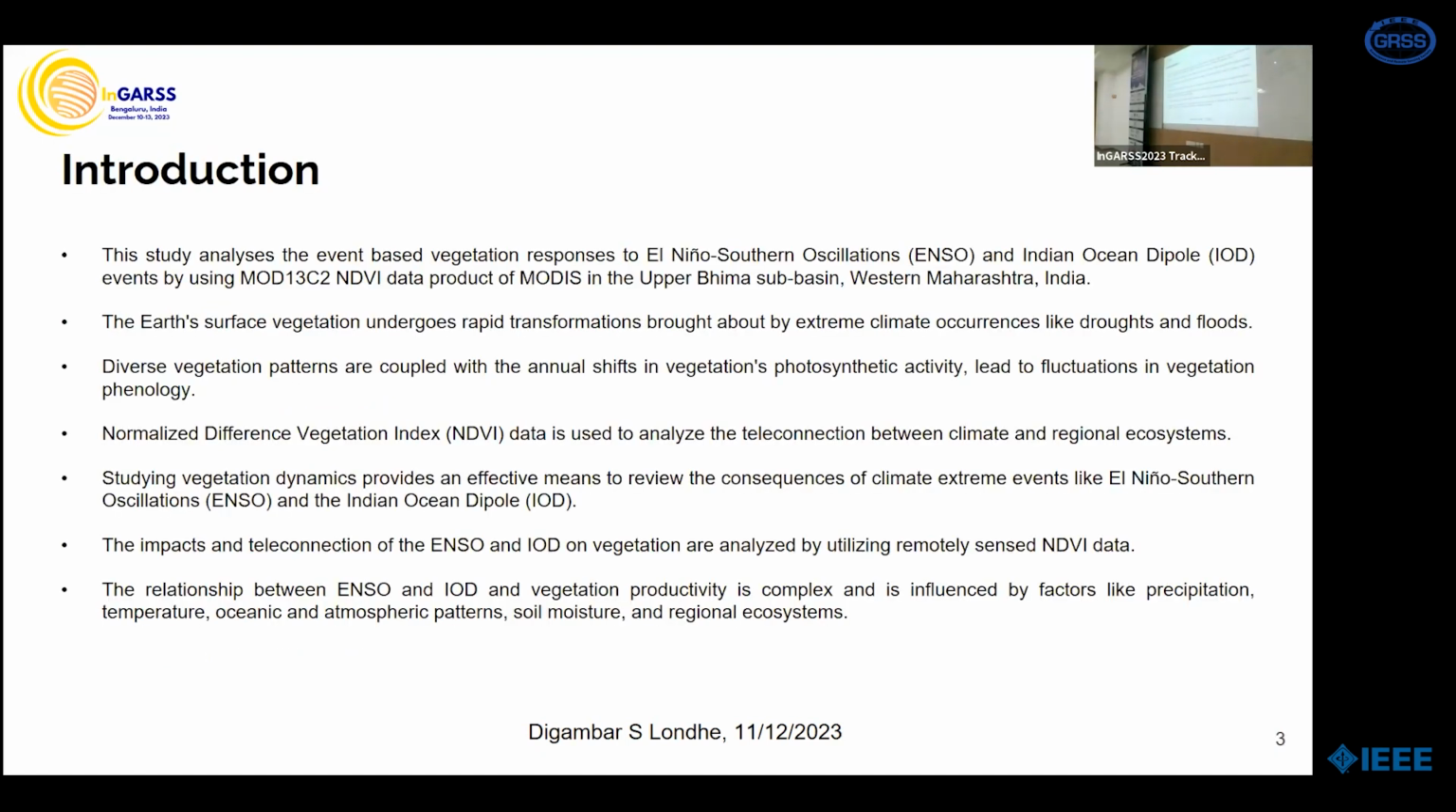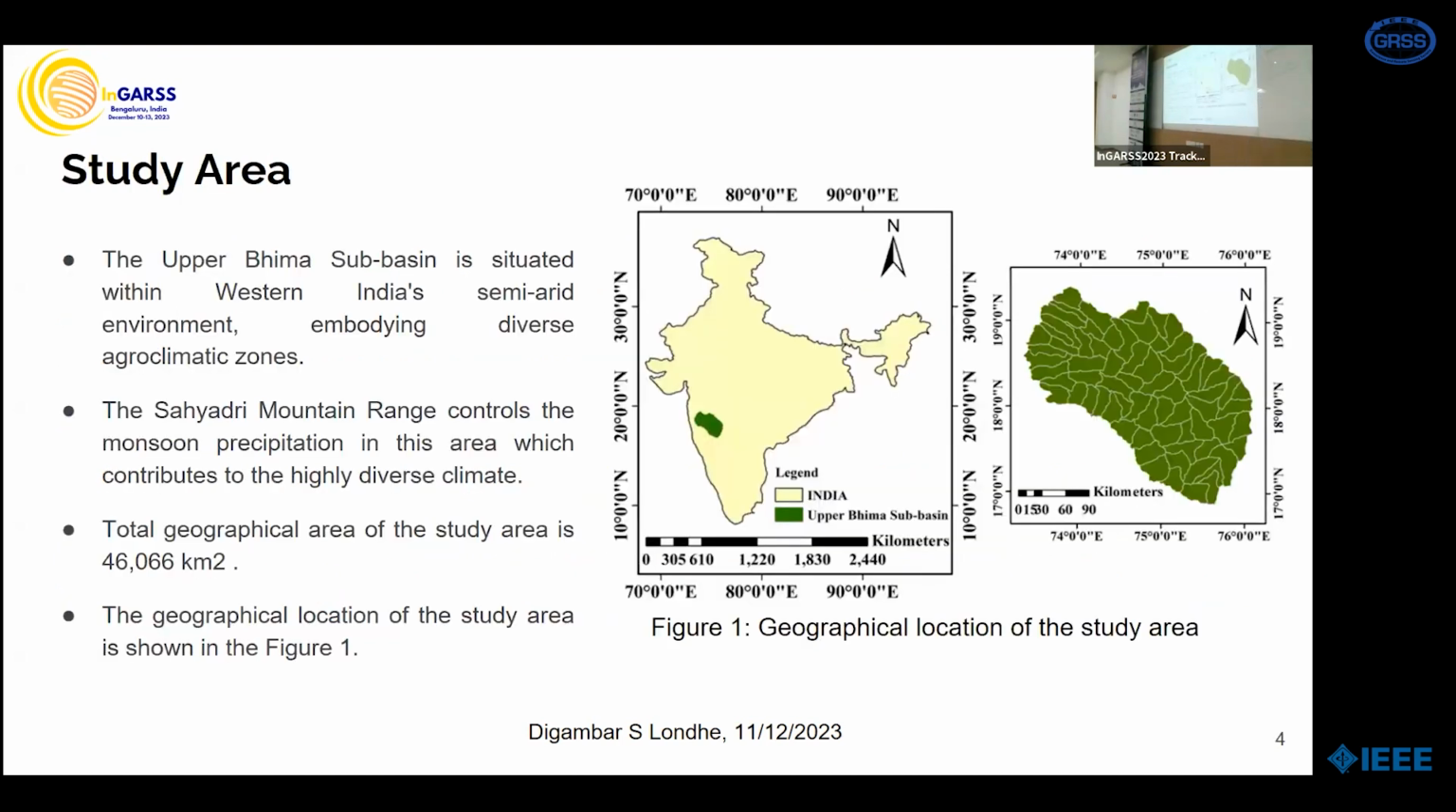Coming to the introduction, this study analyzes the event-based vegetation responses to ENSO and IOD using MODIS data. The diverse vegetation patterns, coupled with the annual shifts in vegetation photosynthesis activity, lead to fluctuation in vegetation phenology. The impacts and teleconnection of ENSO and IOD on vegetation are analyzed utilizing remotely sensed NDVI data. So this is the study area.